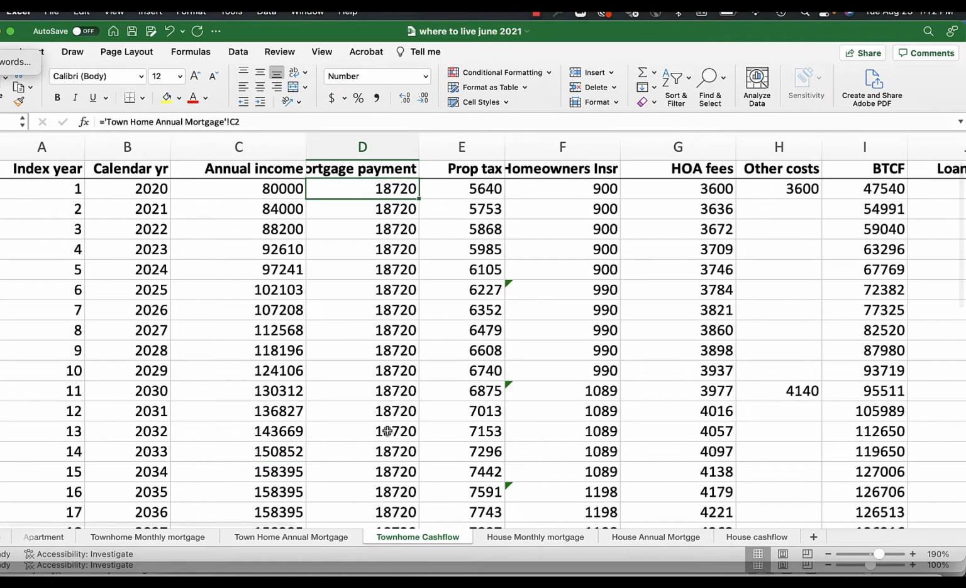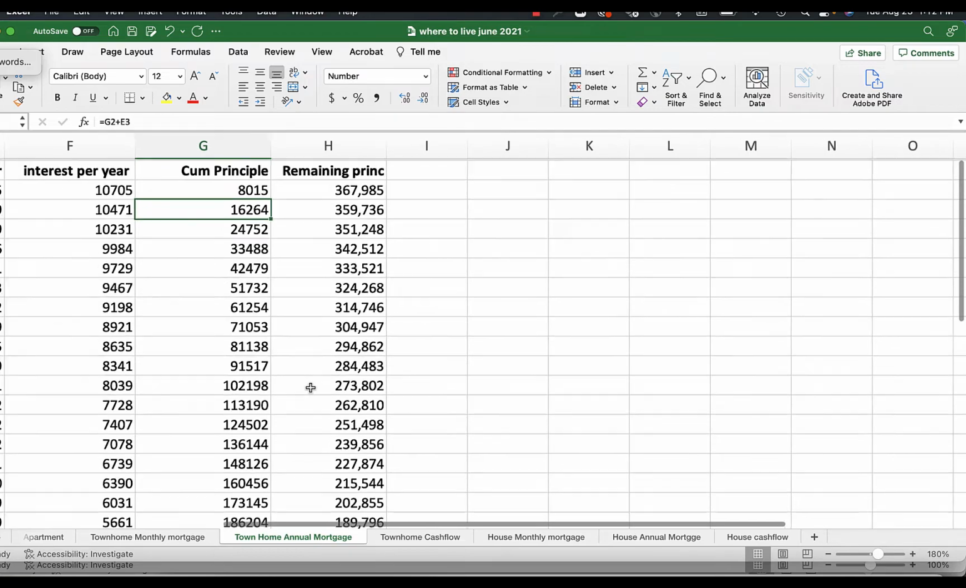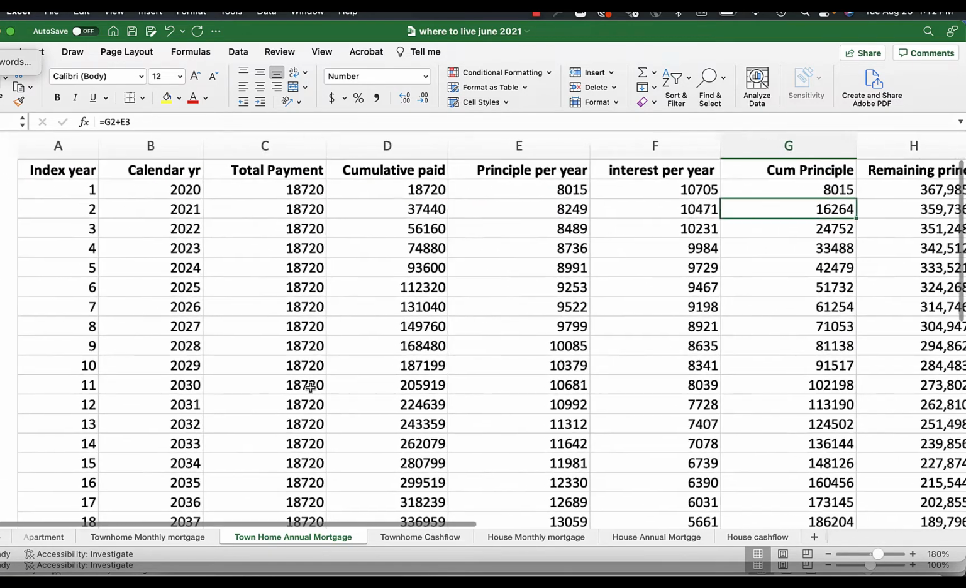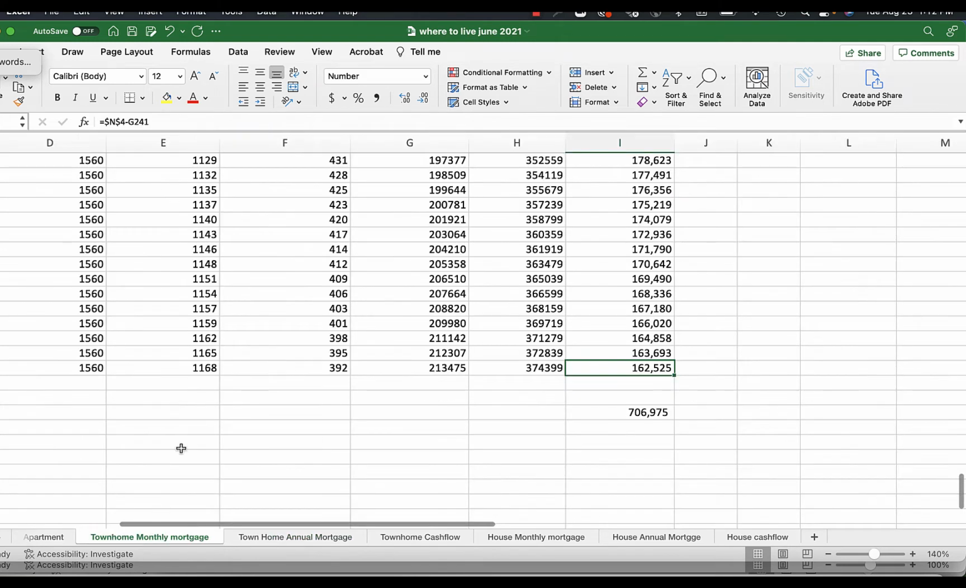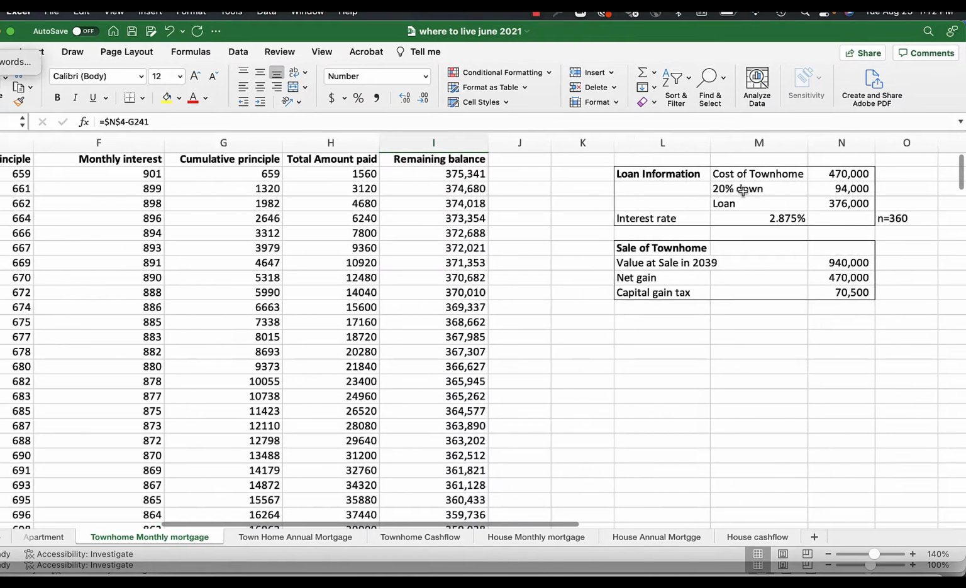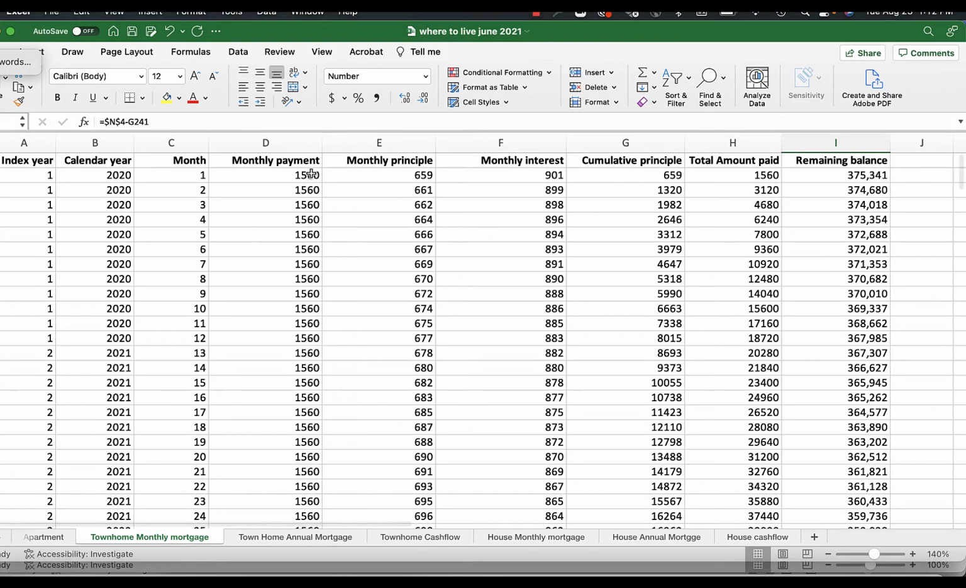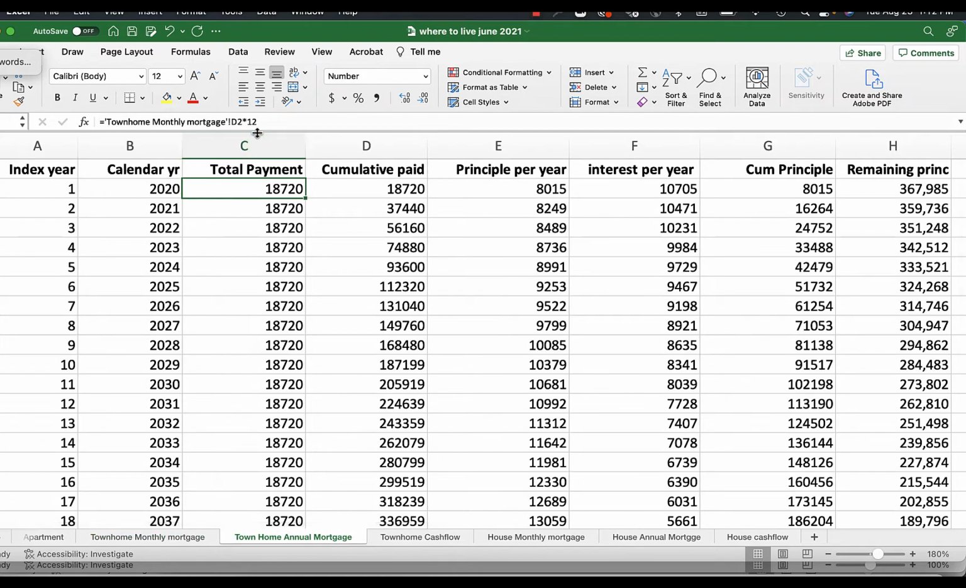The mortgage payment, which we calculated here on the mortgage payment for the townhome, the calculation of that mortgage payment. I think it's here. Is this where we calculated payment? Nope, this one. This mortgage payment was calculated based on the cost of the townhome, 20% down, so the loan is $376,000, the difference in those, and then the interest rate and the number of years gave us the monthly payment amount, which was $1,560 per month. And then in order to get the annual, we just multiplied all that by 12. You can see here I multiplied this monthly amount by 12.